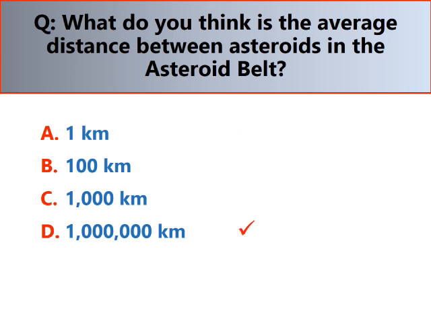Yes, incredibly, on average, asteroids are 1,000,000 kilometres apart. So if you could go to the asteroid belt and stand on an asteroid and look around you, you probably wouldn't see anything because they're so far apart from each other, which is very different from the general picture we tend to have of the asteroid belt.